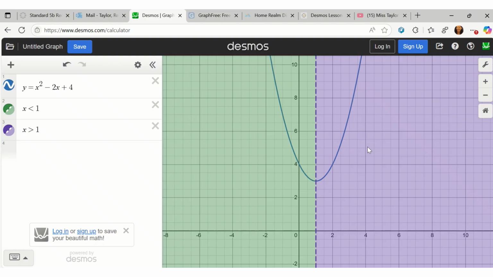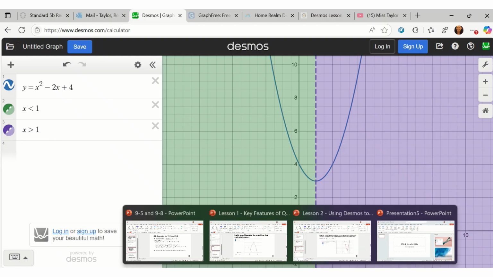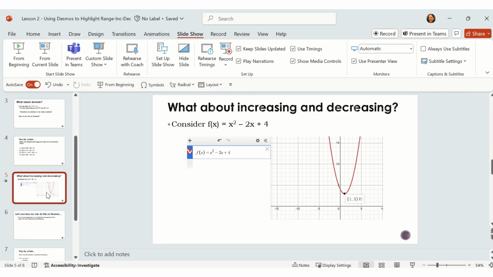I hope it works. So what you could actually write over here is, this is my decreasing in the green, this is my increasing in the purple. And as you're tracing it, green, green, green, decreasing, decreasing, decreasing. And right here, it is purple, purple, purple, and it's increasing, increasing, increasing. Therefore, I know that x is less than 1 is my decreasing interval, and x is greater than 1 is my increasing interval. All right, hopping back to our PowerPoint.